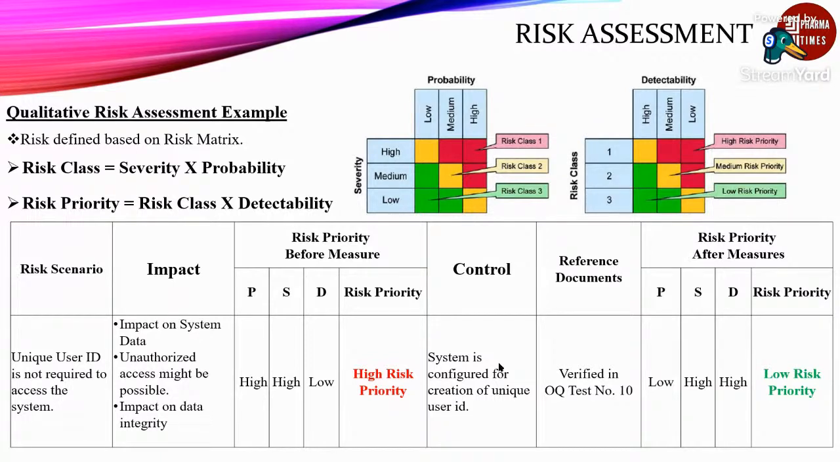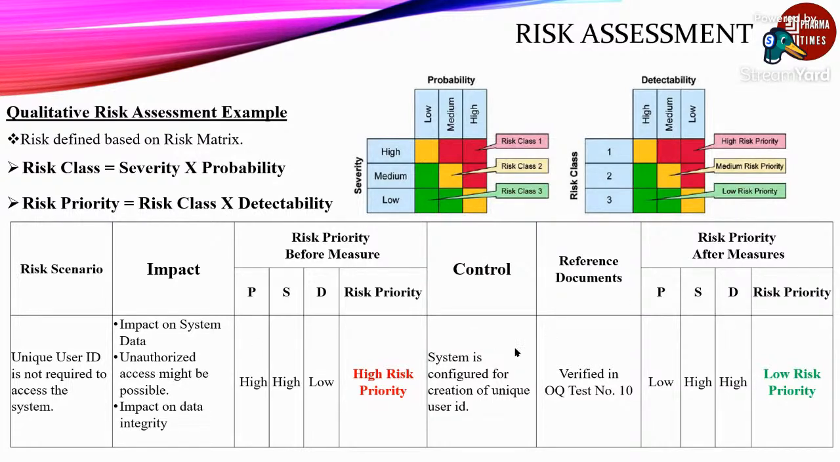But afterwards, I perform the system validation, meaning IQ, OQ, and PQ. Then I check that this type of control is available in the system to prevent this risk. The system is configured for creation of a unique user ID. This control is there, and I verify it with this reference document number. It is verified in OQ test step number 10, or whatever it is. Then after the measure, meaning after the validation activity, what is the risk priority now?